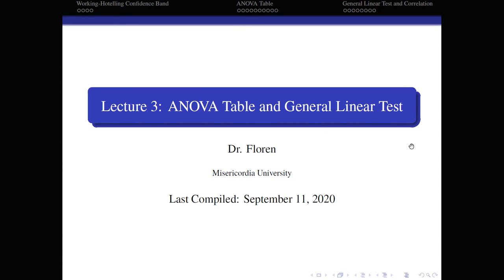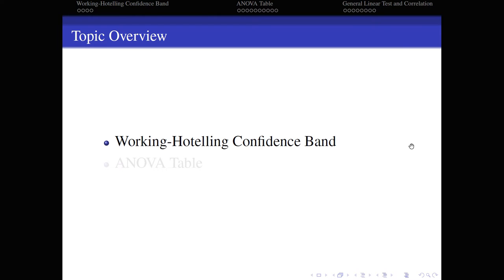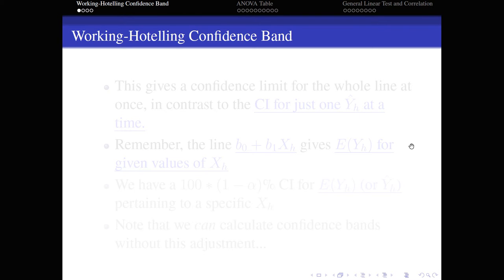In this lecture, we'll discuss the ANOVA table and the general linear F-test, which is going to be a big test that we take advantage of both in this section and certainly later on when we get to more complex linear models. First, though, we're going to talk about the Hotelling confidence band, and then we're going to move on into the ANOVA table, which extends into the general linear test.